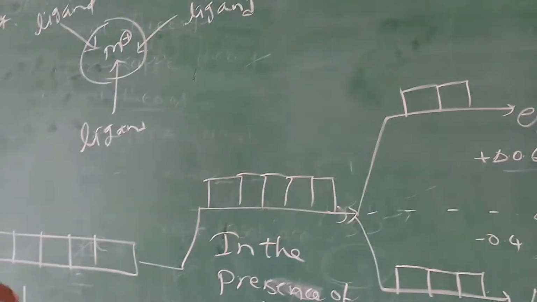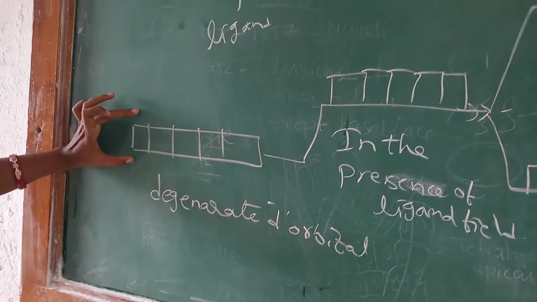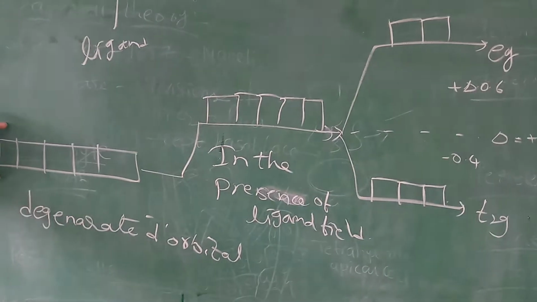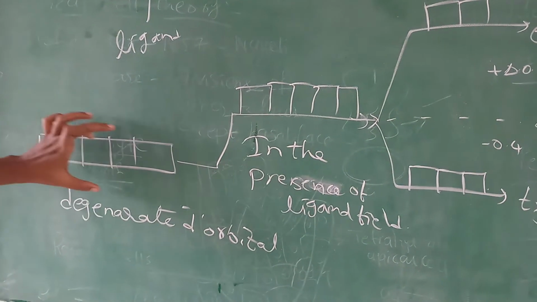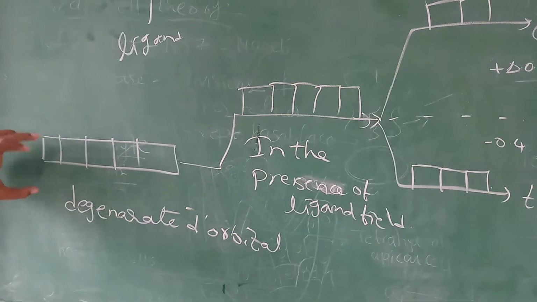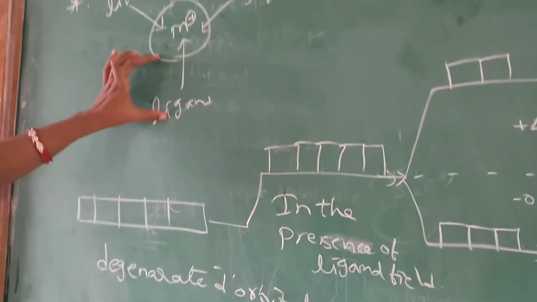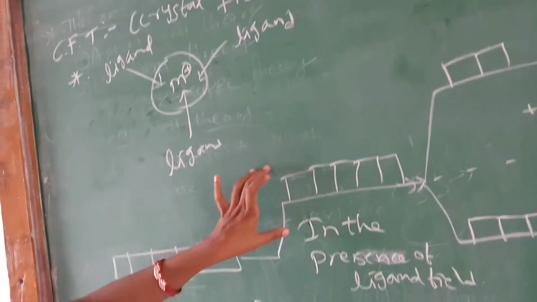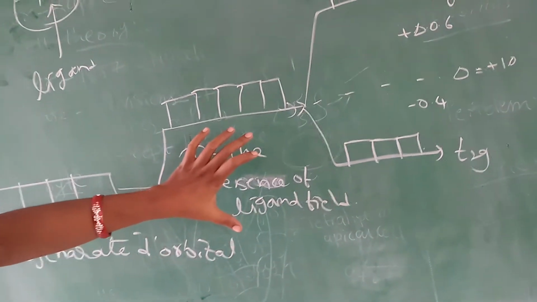Once again, see the structure. Here the d subshell: how many orbitals does the d subshell contain? Five orbitals. So this is a degenerate d orbital, meaning all five d orbitals have equal energy. Now this degenerate d orbital is placed in the ligand field, and the energy of the d orbitals is disturbed.